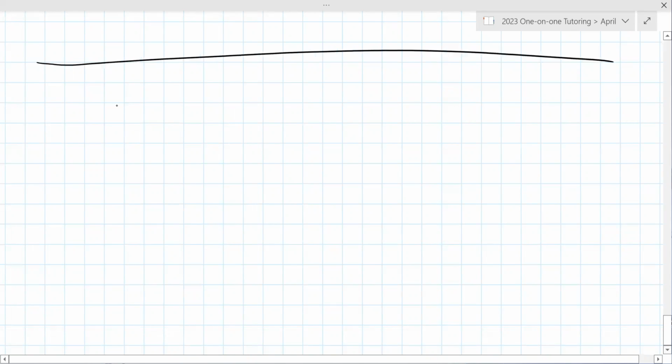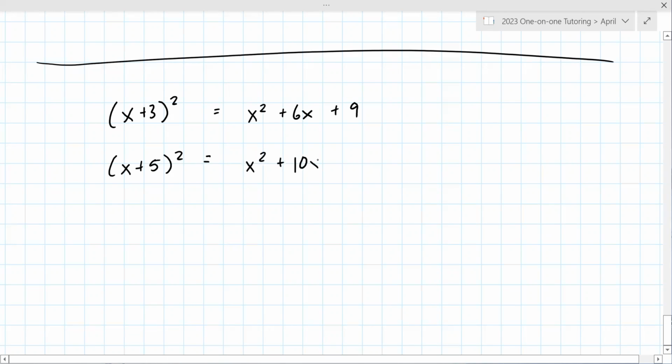Okay, so let's look at this one. X plus 3 squared ended up being x squared plus 6x plus 9. And x plus 5 squared ended up being x squared plus 10x plus 25. All right. Do you see the pattern? How am I getting 10 from 5? How am I getting 6 from 3? You probably know how I'm getting the 9 and the 25.